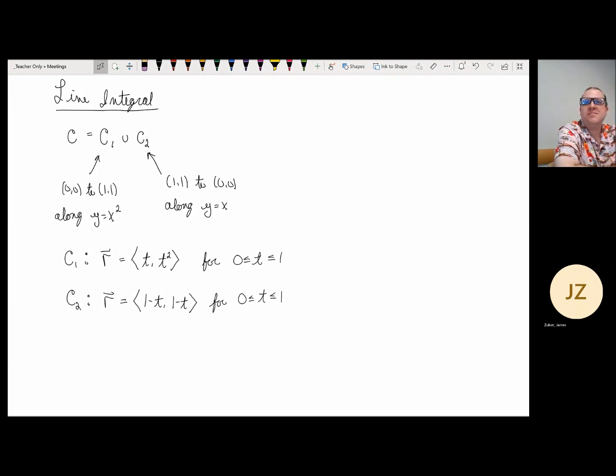Could you also do t for both of them and have it go from 1 to 0 and have a negative integral and flip the? Yes. Right, you could also do that. You don't even need to go 1 to 0. You can set C2 to be 0 to 1, but realize that you oriented it in the wrong direction. So then you have to multiply it by a minus.